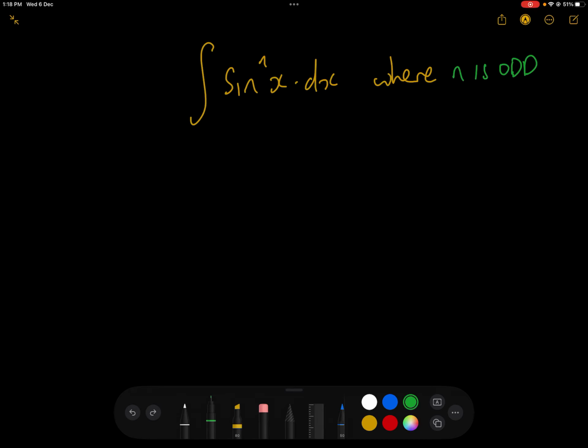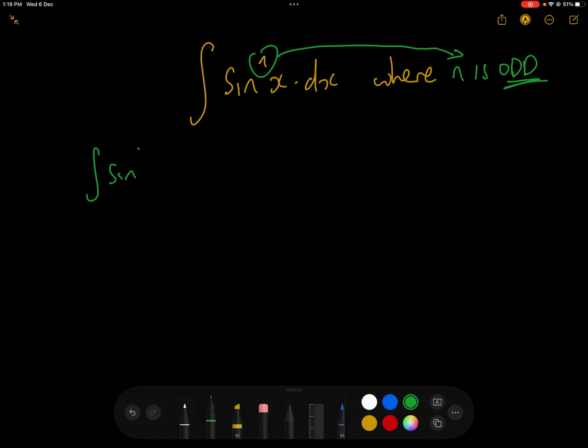When you are revising and studying maths and learning maths, it's obviously easier if you can learn one method which works for numerous questions rather than a different method for each question. And in this video, we're going to look at how to integrate sine to the power of n x dx, where n is any odd number whatsoever.